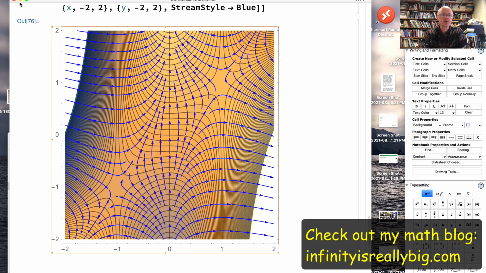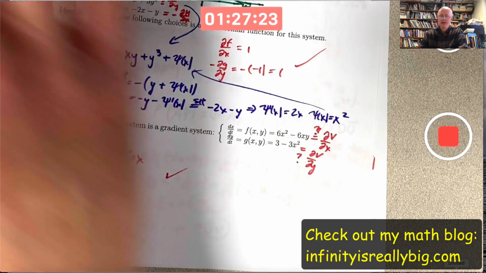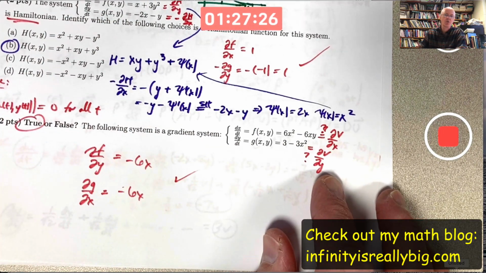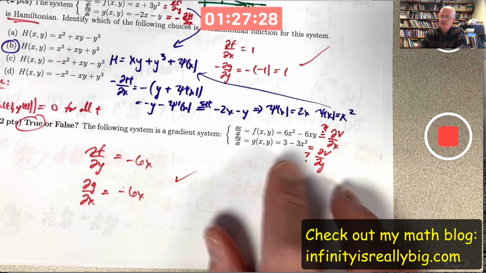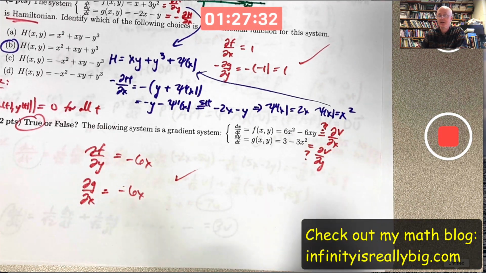But the answer here was true. This was a gradient system. It is the gradient vector. The vector field is the gradient vector for some function v. V is called a potential function in this context.